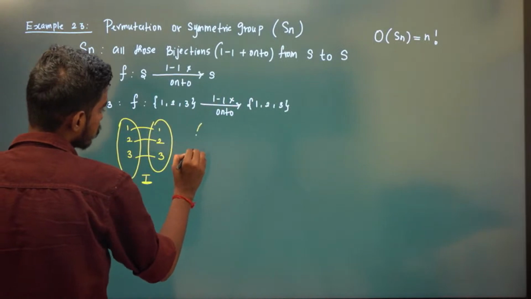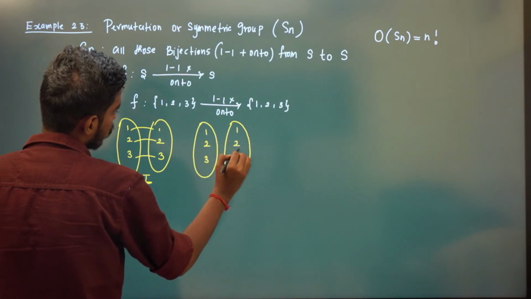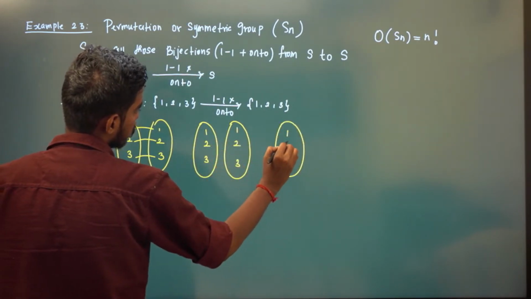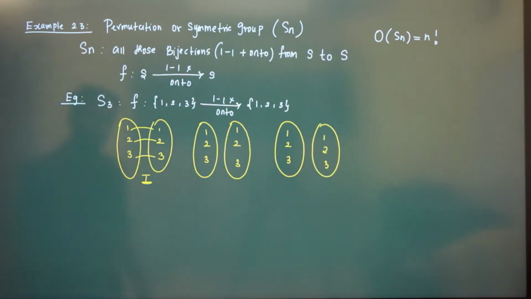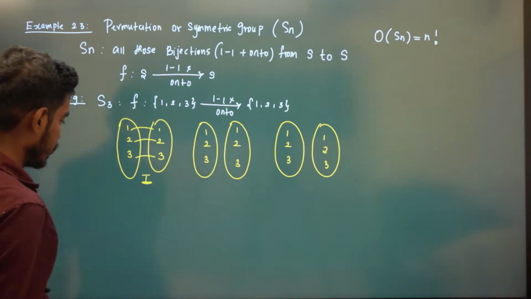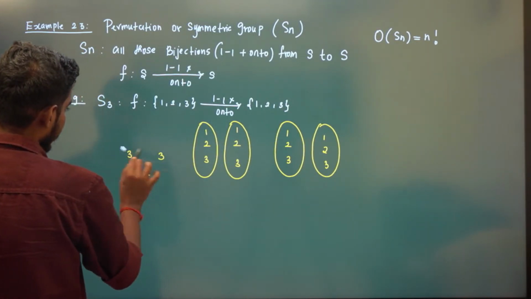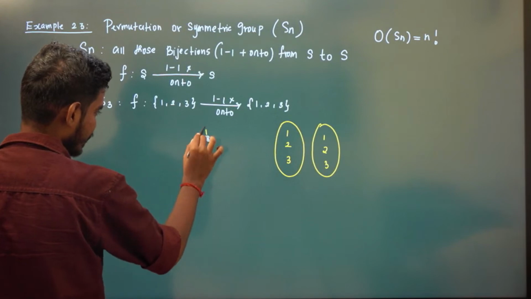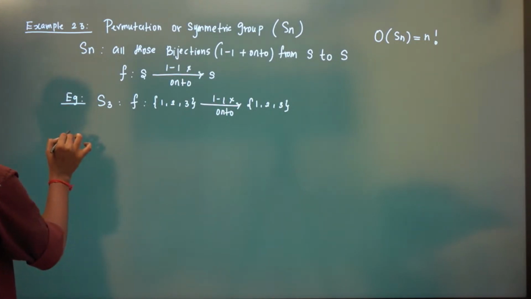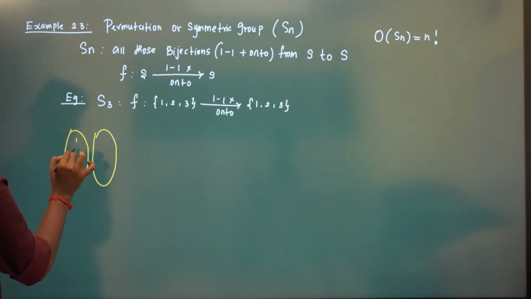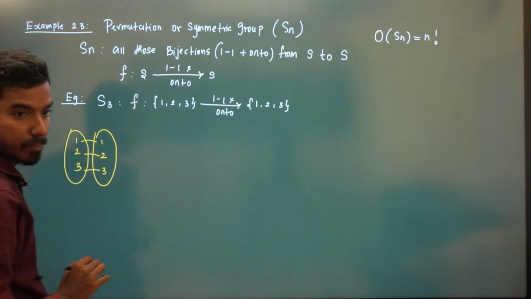Now the second is 1, 2, 3, 1, 2. So we have 3 elements now. Okay, I'll write it in a single row so that it will be easy for you to understand. Presentation is very important for me. The first is the identity permutation.